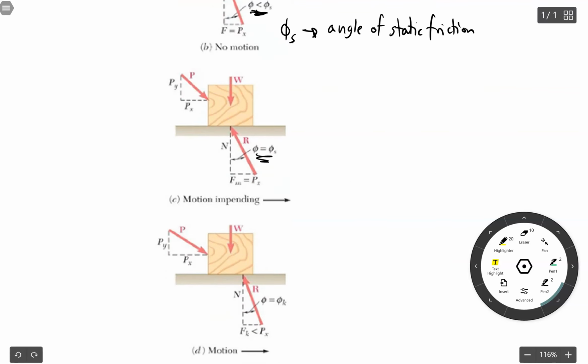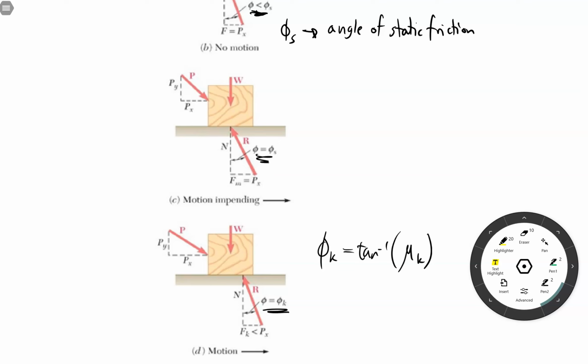And then if we reach this point where now we have, if we're in a situation where phi is equal to phi k, so now phi k basically is what we had before, but it's the inverse tangent of our kinetic coefficient of friction. So that's our angle of kinetic friction. And if we're there and Fk is less than Px, then that means we do have motion, we have an unbalanced force, yeah? And that friction can't increase any further because we've maxed out, we're on our kinetic friction.